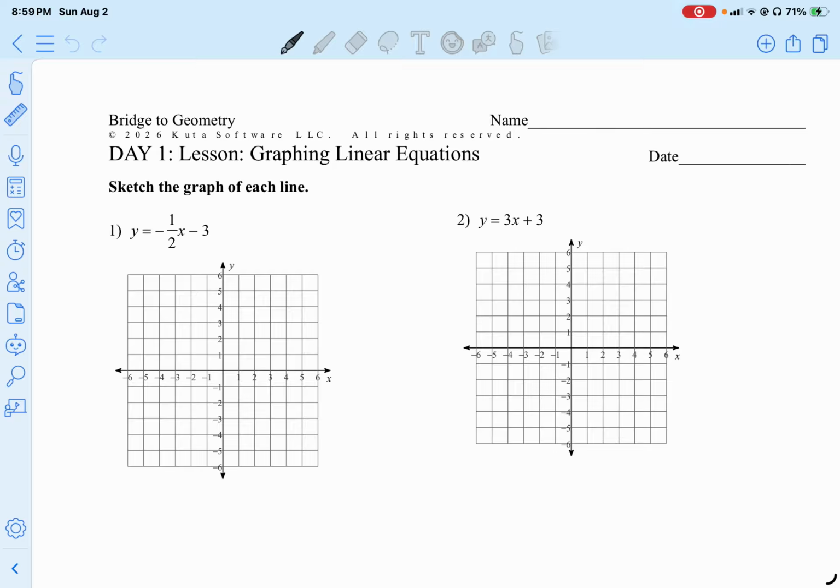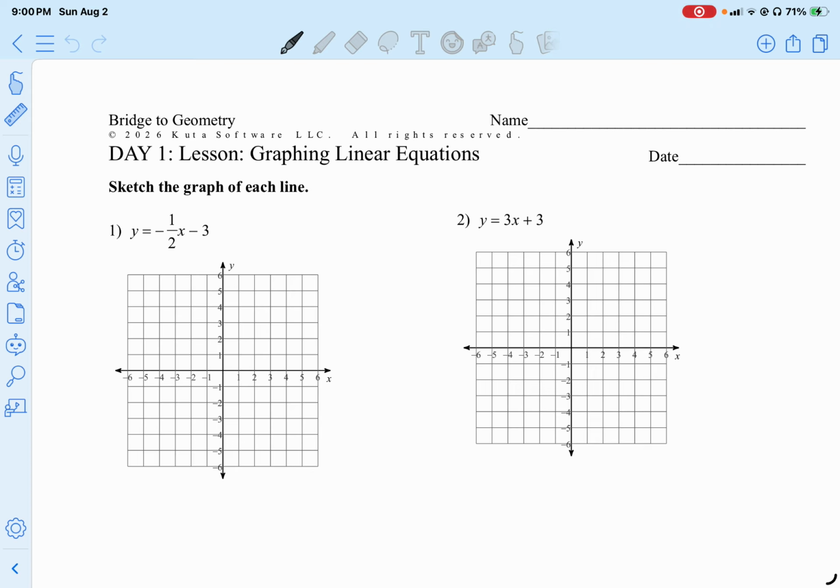As I look back at the last video, I realized it was a tad bit long. So right now I'm going to be focusing on graphing linear equations. This is another topic in our bridge to geometry journey. And I hope this one's a little bit shorter.